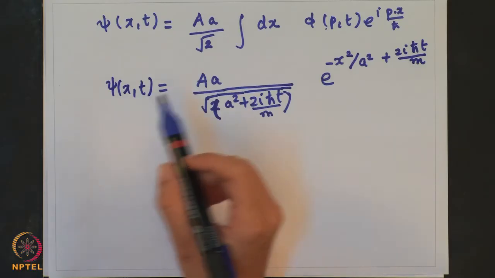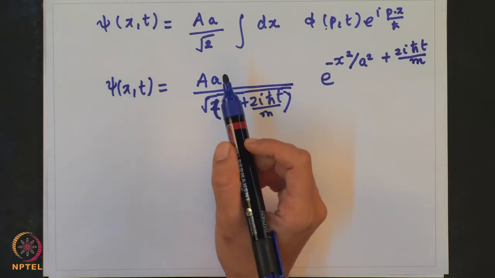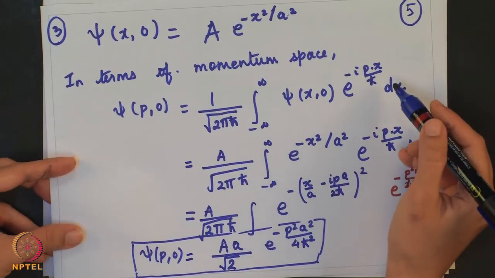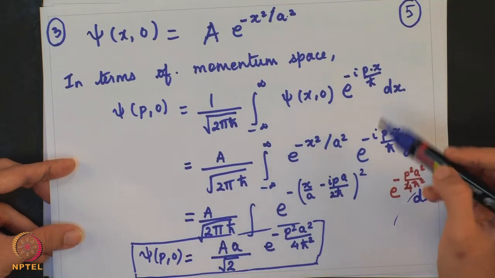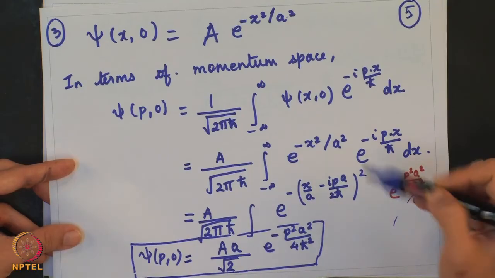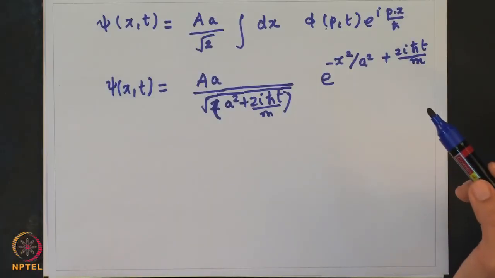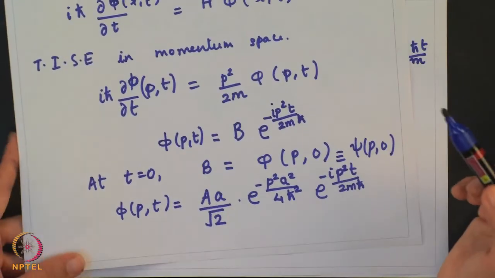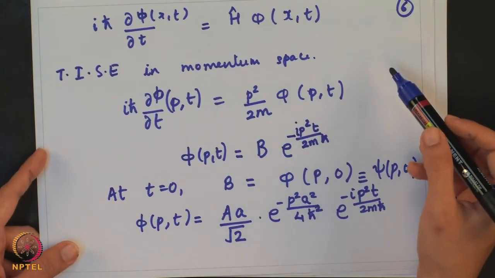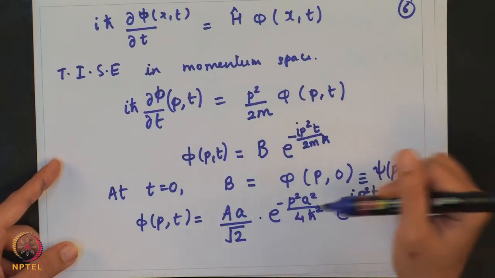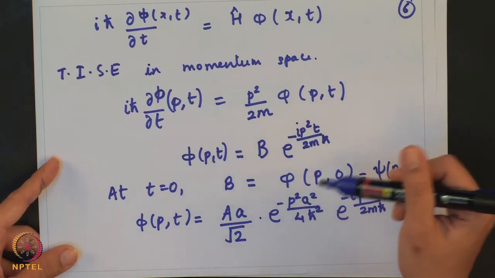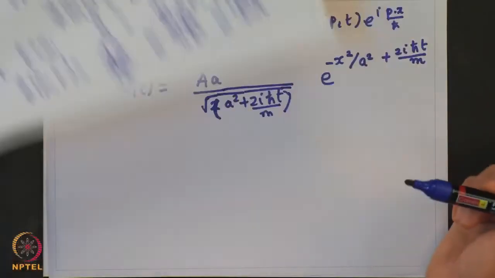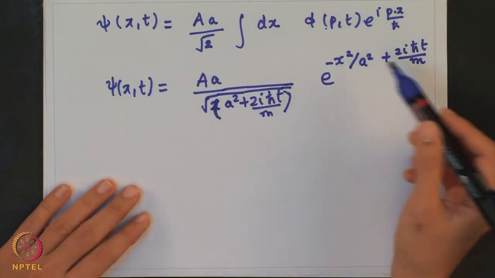So, first we wrote the wave function in momentum space. Once we obtained the time independent wave function in momentum space, we wrote the Schrodinger equation in momentum space. You have to do a lot of integration, wherein you complete the square and find the definite integral, and then again we take the Fourier transform.